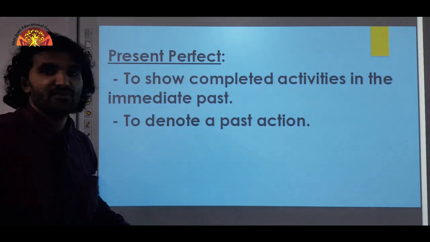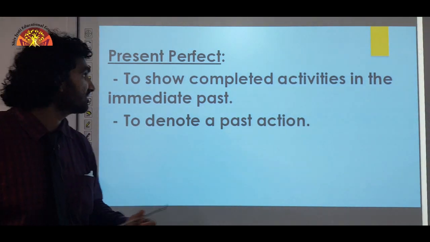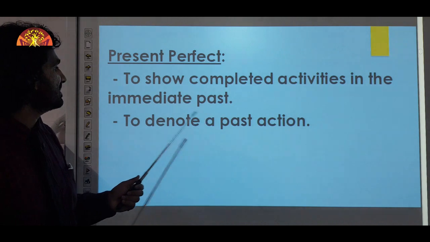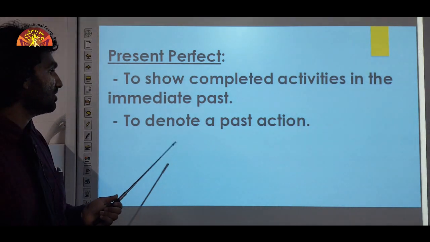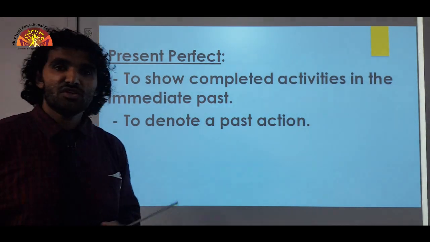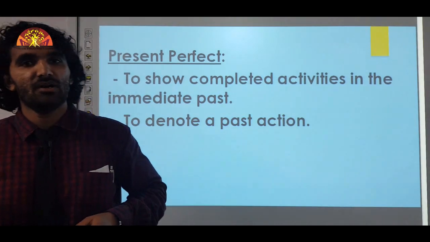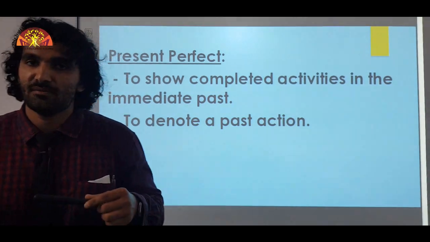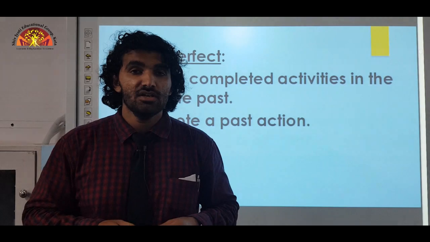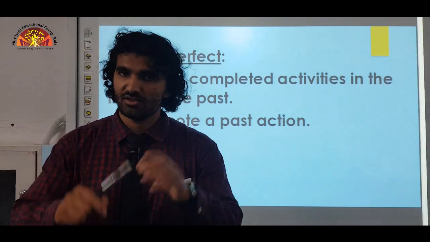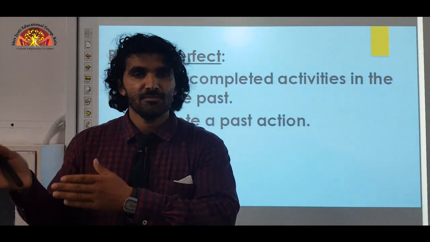Present perfect tense. We will now talk about present perfect tense. It is used to show completed activities in the immediate past, to denote a past action. We use present perfect tense to talk about the activities we have finished in the past. I have finished my homework. It means I'm done with my homework.